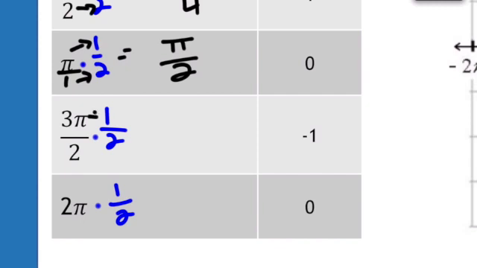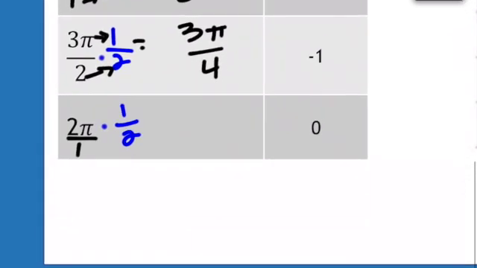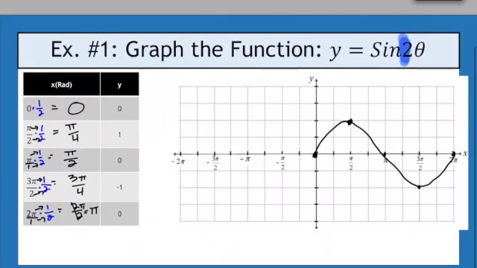Multiply the top here, I get 3 pi. And then multiply the denominator, I get 4. And then here on the top, we're just going to get 2 pi over 2, which is just going to round to pi. Okay, so there we go.